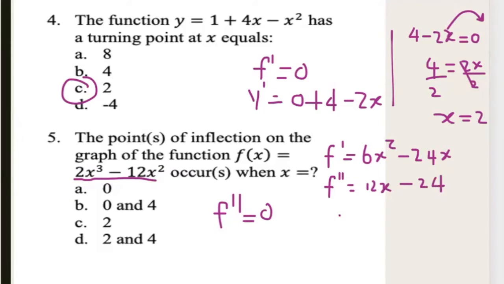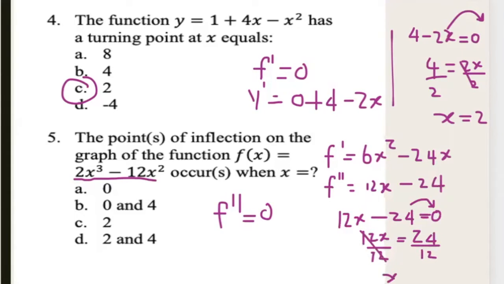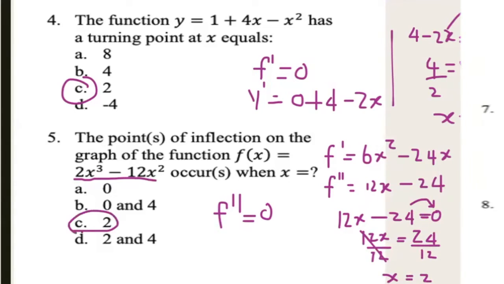Then equate it to be equal to 0. So I have 12x minus 24 equals 0. And solving, carry this over. So I have 12x equals 24. Then divide both sides by 12. So this cancels, so x is equal to 2. So my answer is C.